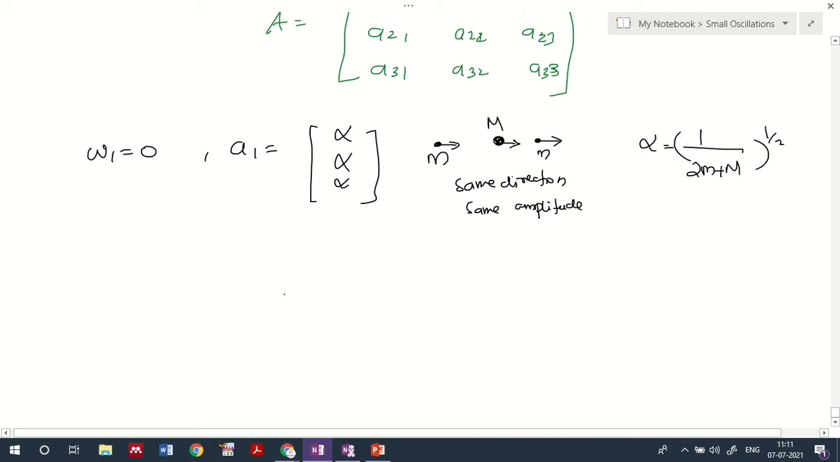Now in the second case, omega 2 equal to what? Root k by m. In that case a2 equal to what? We got it as beta, 0, minus beta.